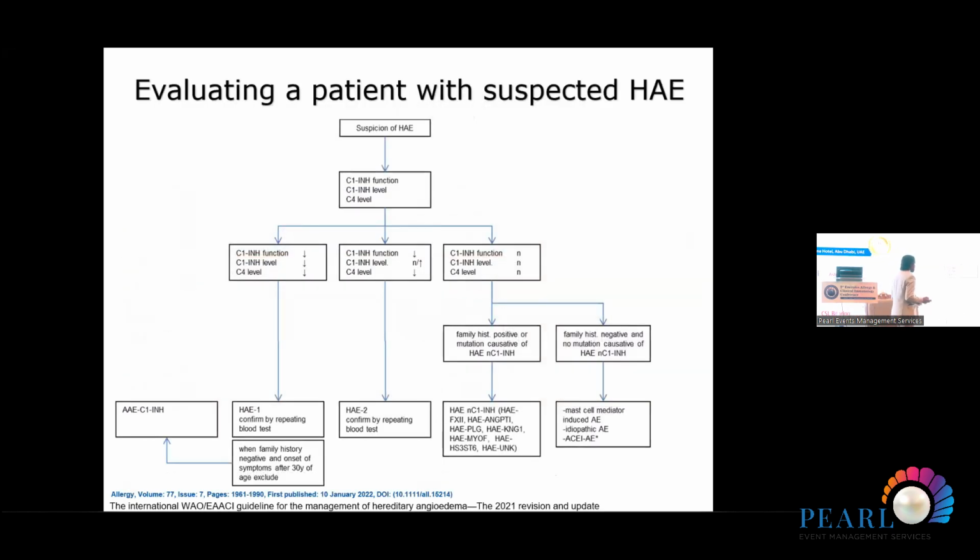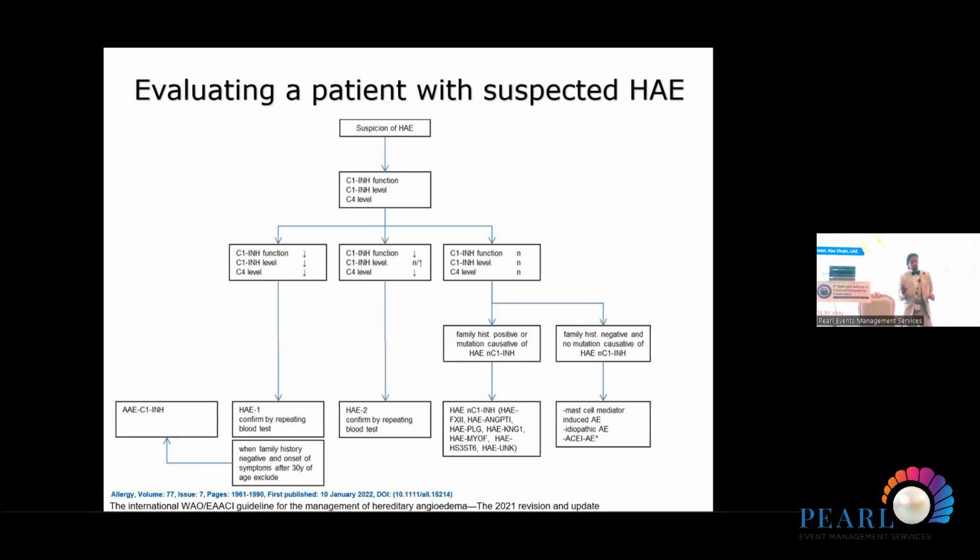So this is a lovely diagram from the latest international guideline, and it's kind of self-explanatory. From the tests we do, C1 level, function, and C4, if everything is low, we're dealing with type 1. If only the C1 inhibitor function is low, we're dealing with type 2. When we come to the normal C1 inhibitor level and function, then we can divide into two main groups. Are we dealing with patients with a family history of hereditary or suspected hereditary angioedema or not? And here is where the genetic testing started.